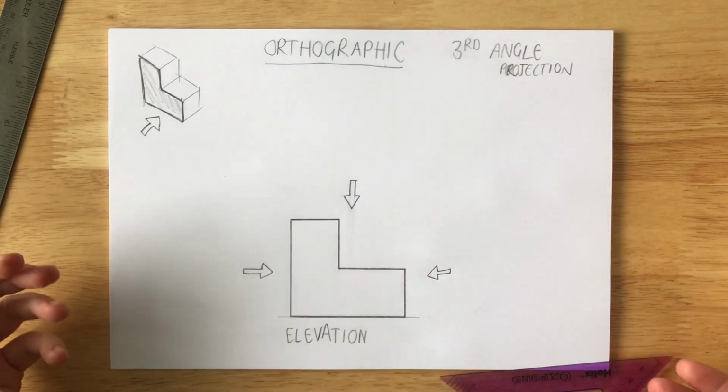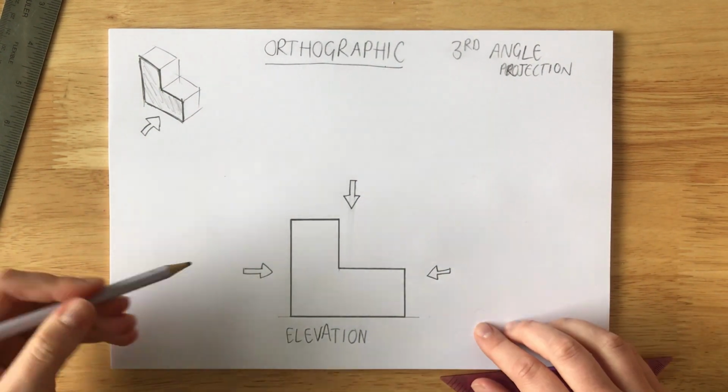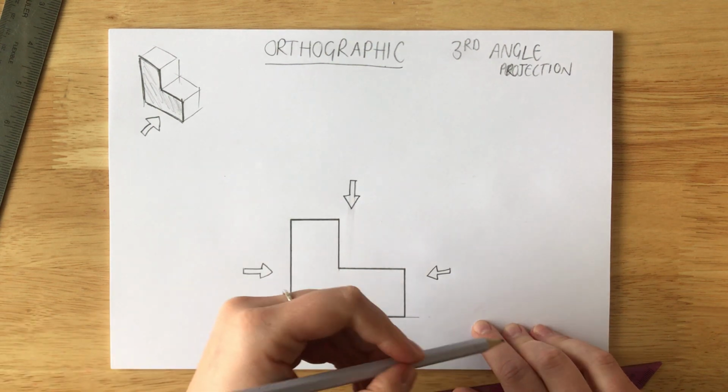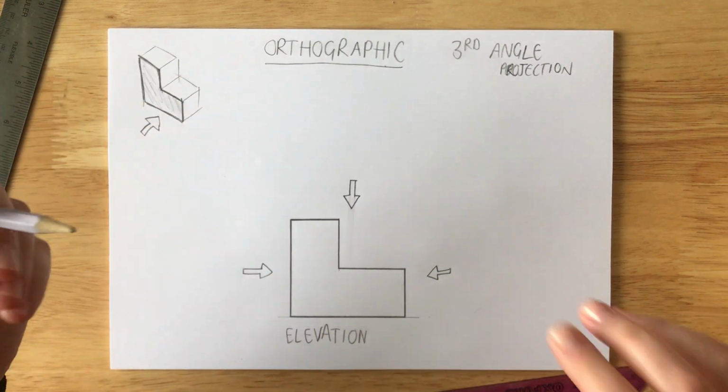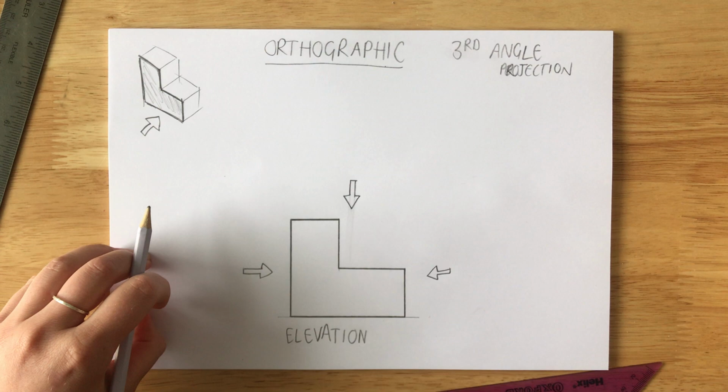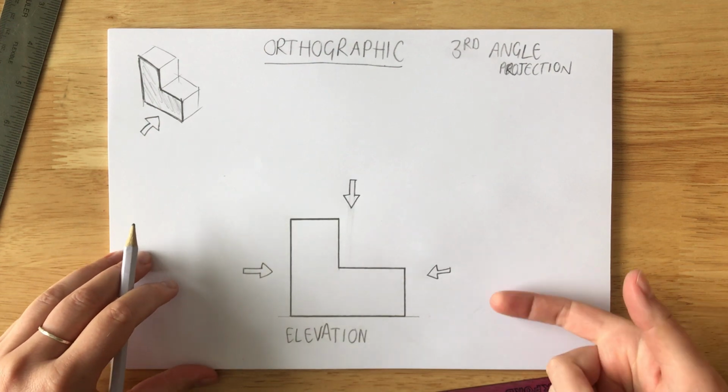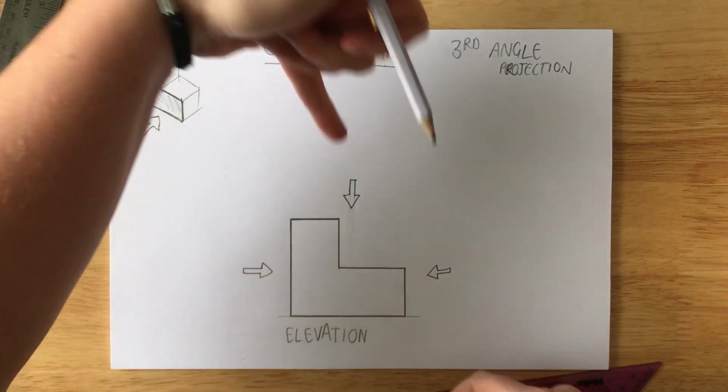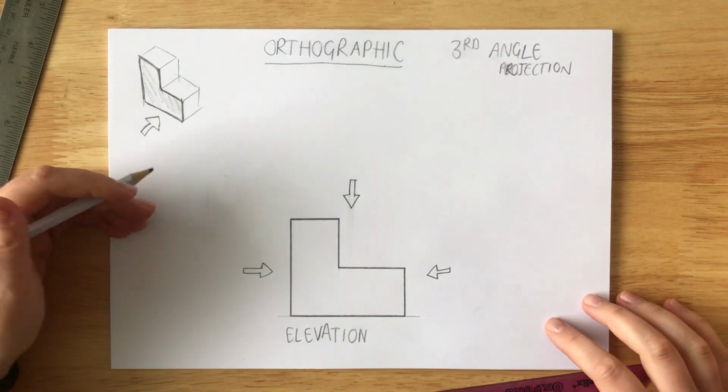There's something called first angle projection, which is essentially the opposite, so you draw the left side on the right and the right side on the left and the bottom on the top. It's all a bit daft, okay? Third angle kind of sticks with making sense. Left on the left, right on the right, top at the top, okay?